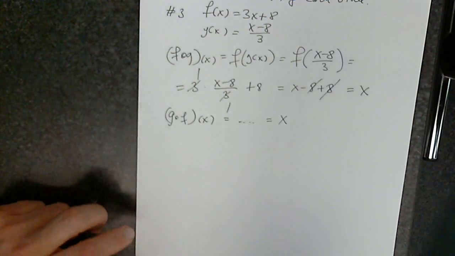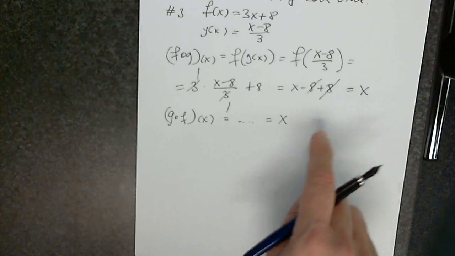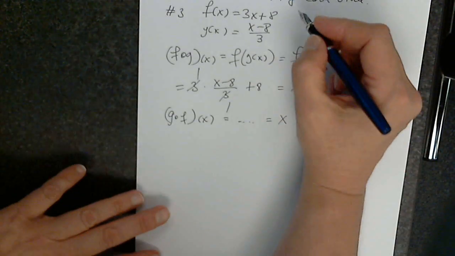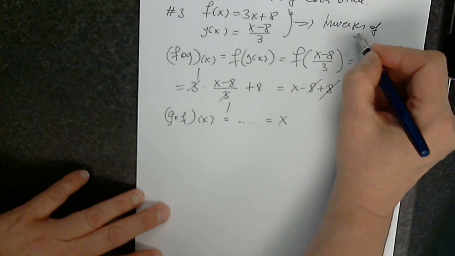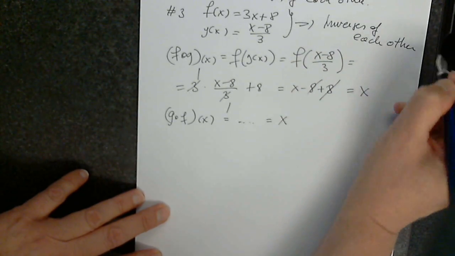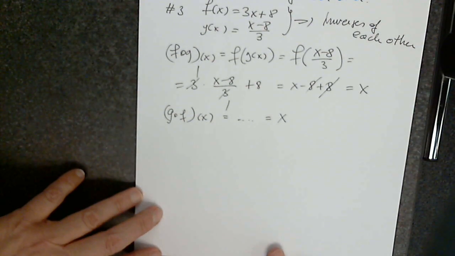x. Then what do you conclude about this f and this particular g? They are inverses of each other. This will not happen unless these two are inverses of each other. Okay? Therefore, inverses of each other. So during the test, you have to show both.